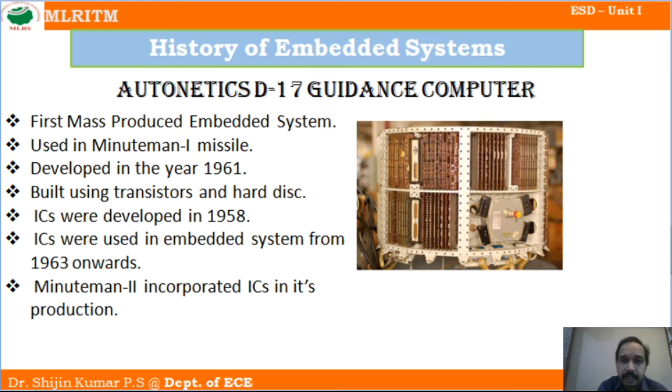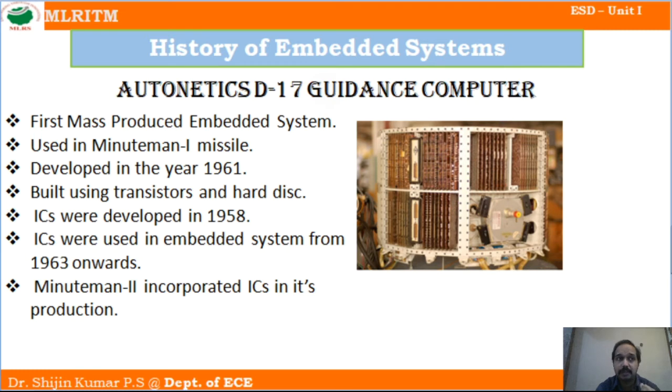Autonetics D17 guidance computer. So what is the difference between these two? Okay, we are saying that the Apollo guidance computer was the first one. This is a mass produced embedded system.